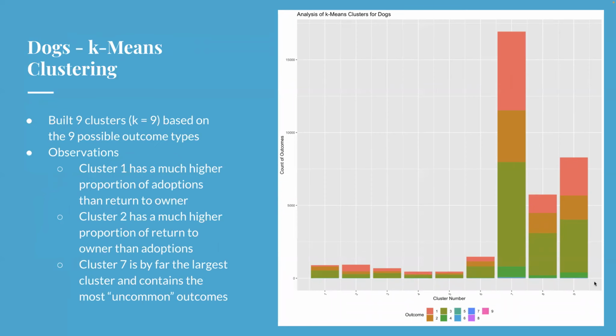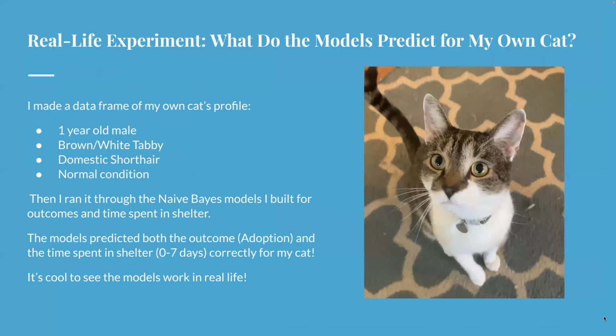And so here's that graph I showed earlier for the dogs data. And here's my favorite part of this project, taking the predictions and bringing them into real life. So I have a cat. This is my cat in this picture. And I made a data frame of his profile from when he was adopted. So he was adopted at 1 year old. He's a brown and white tabby, domestic short hair, came into the shelter in normal conditions.